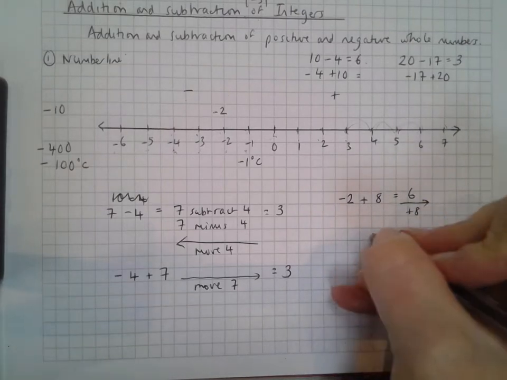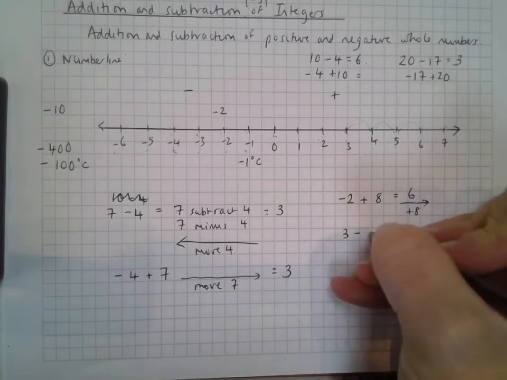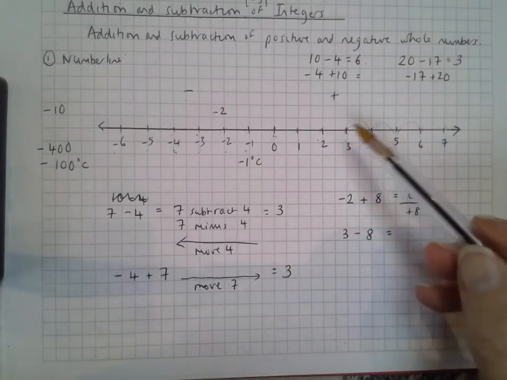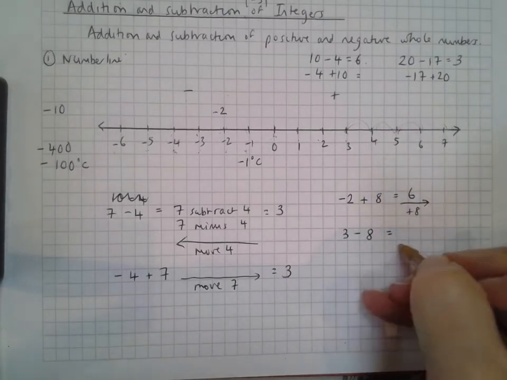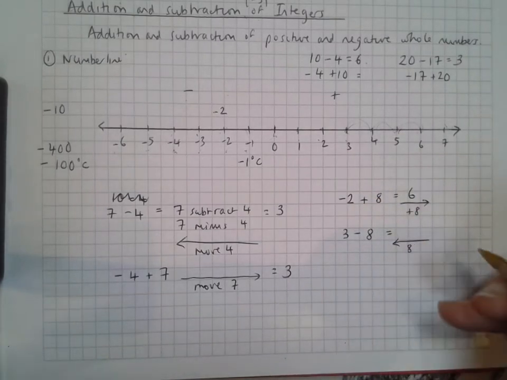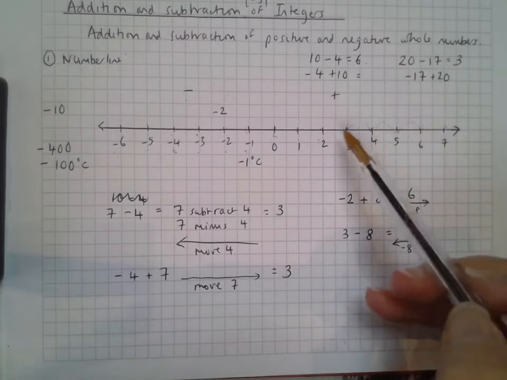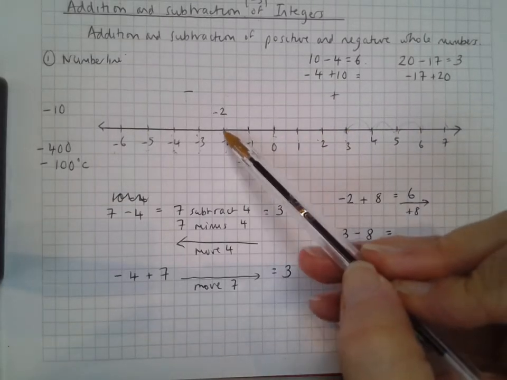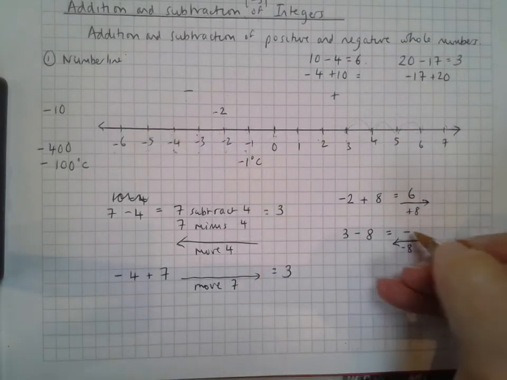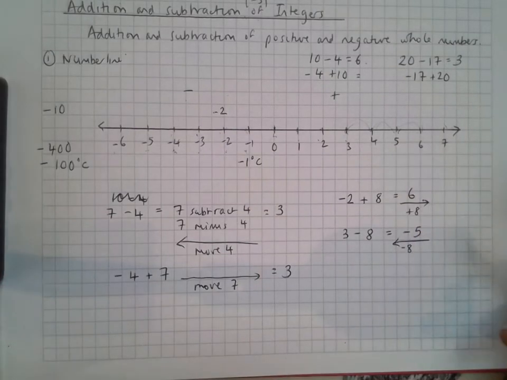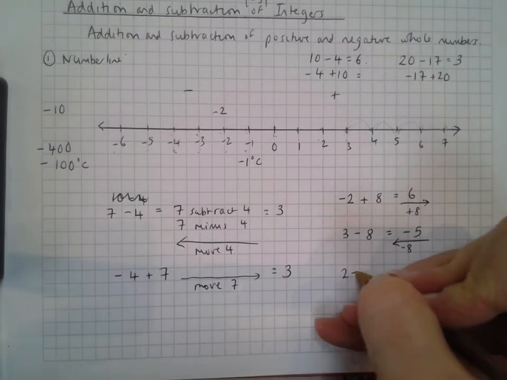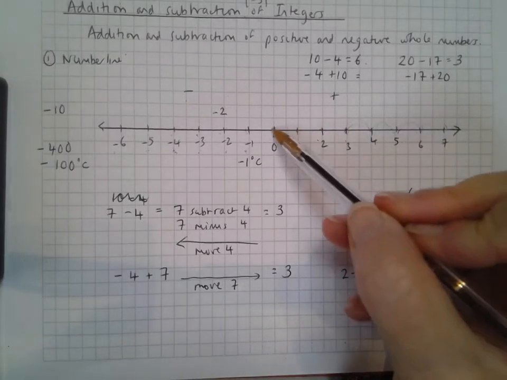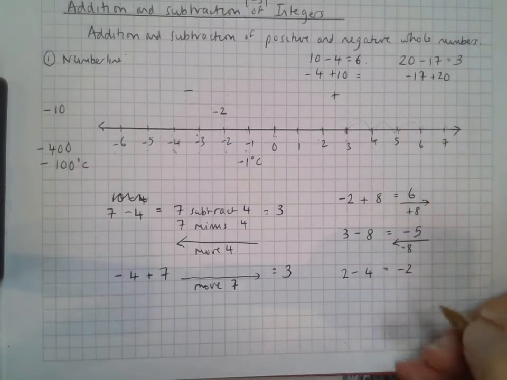Let's see, 3 minus 8. I'm going to start at 3, and I'm going to move 8 places to the left. Okay, 8 places to the left. So start at 3. 1, 2, 3, 4, 5, 6, 7, 8. My answer is -5. 2 minus 4. What's that going to give me? Start at 2. 1, 2, 3, 4. -2.